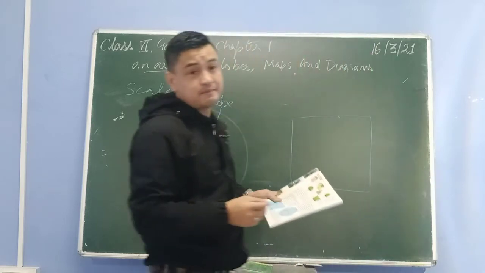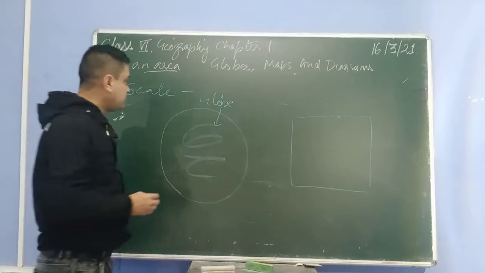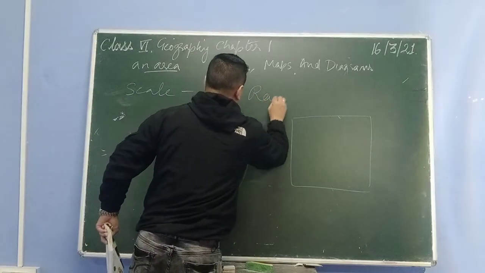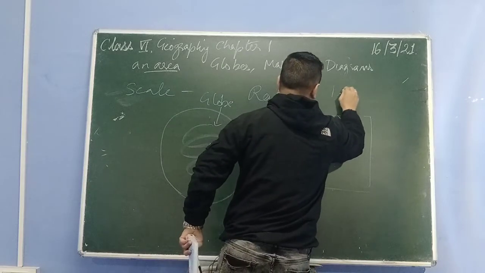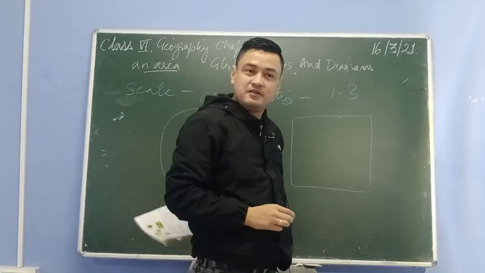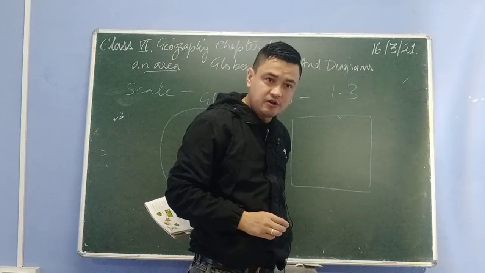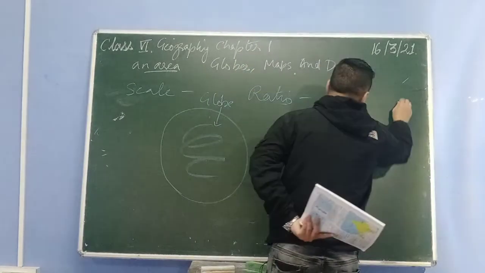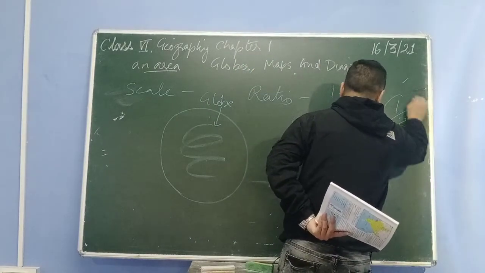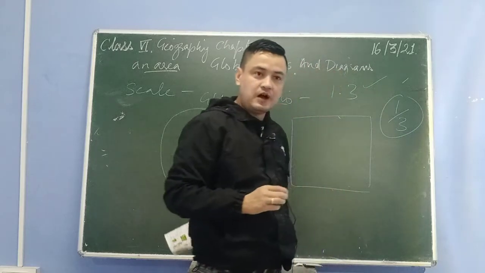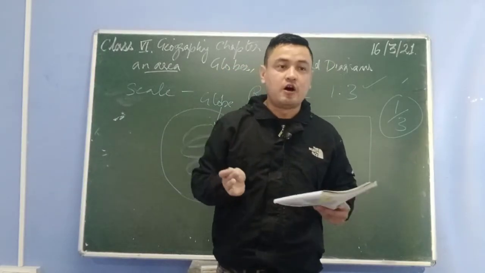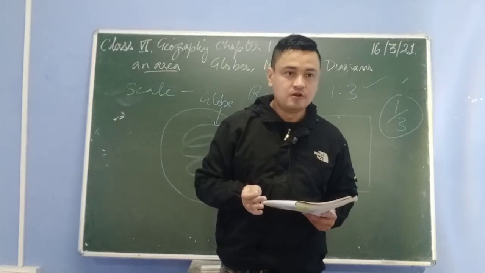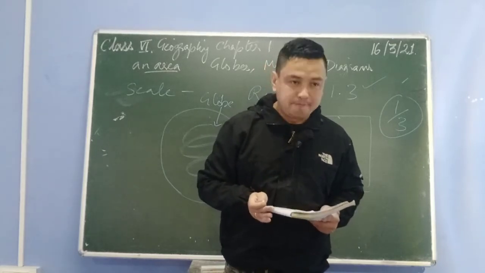Now, in maths, you might be doing ratio. Do you know what a ratio is? Like 1:3, or 1/3. This is known as a fraction, and this is known as a ratio. A ratio is used to reduce the size of the map. Are you understanding?